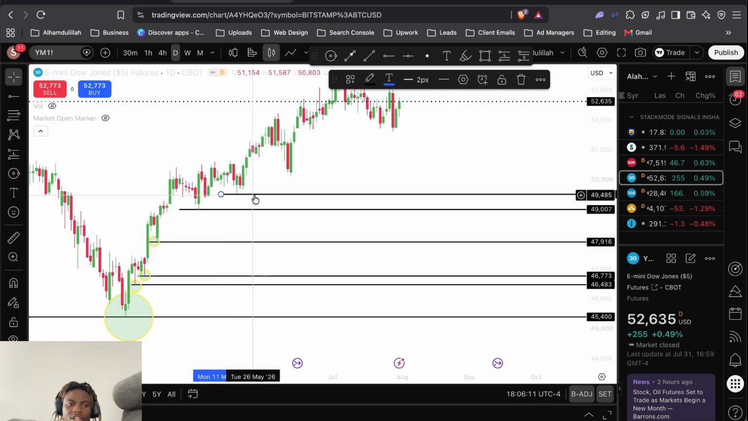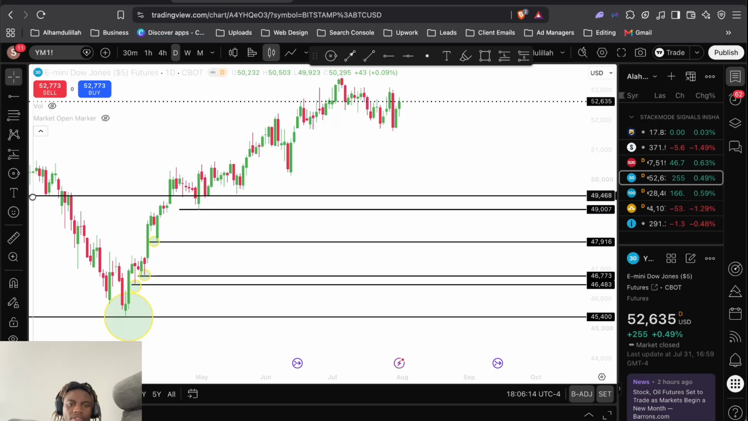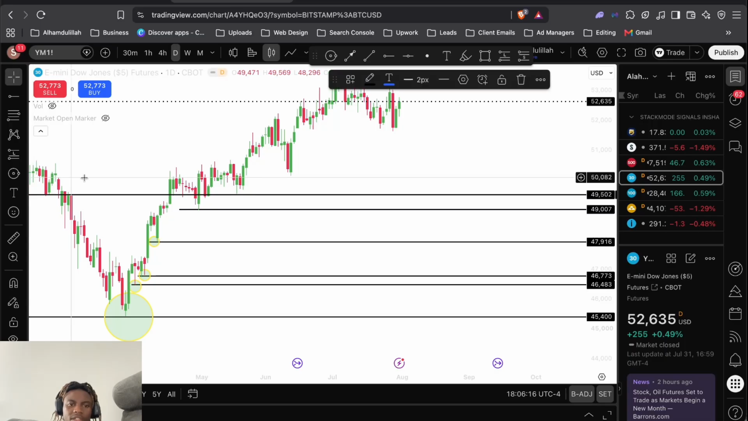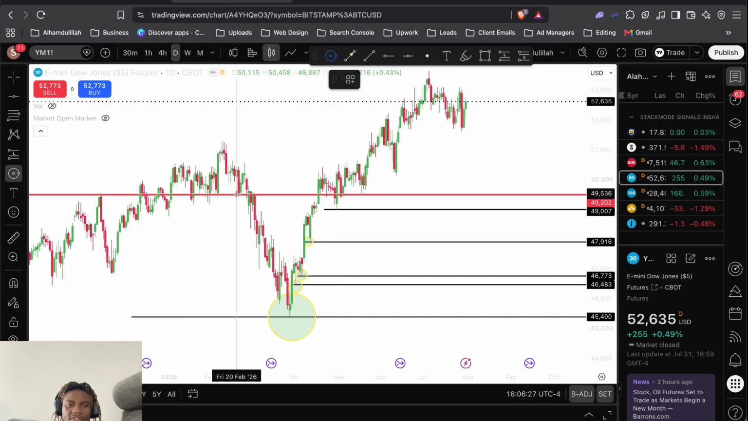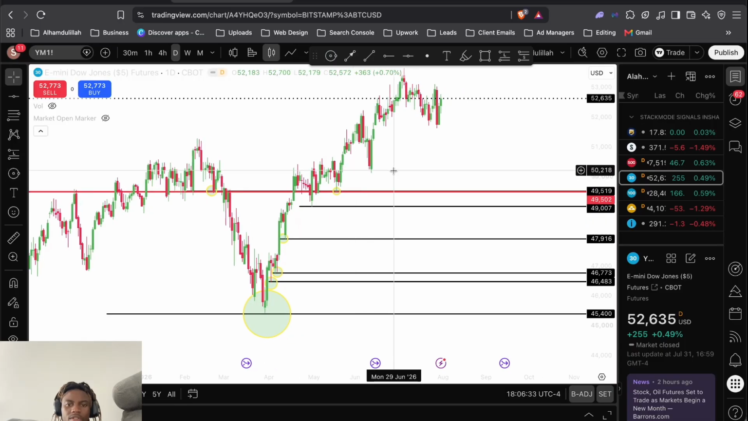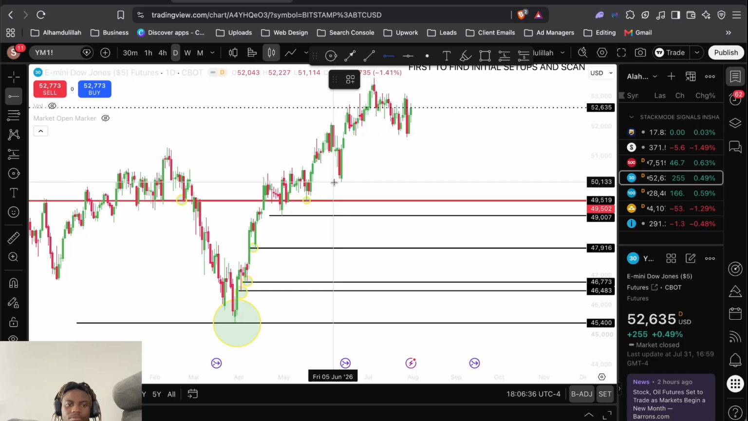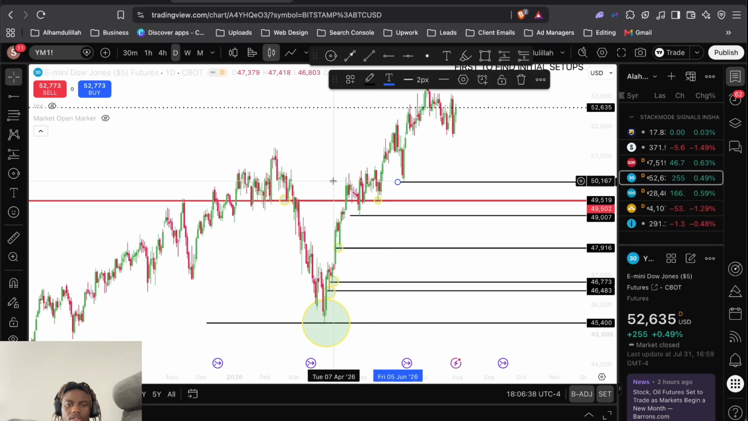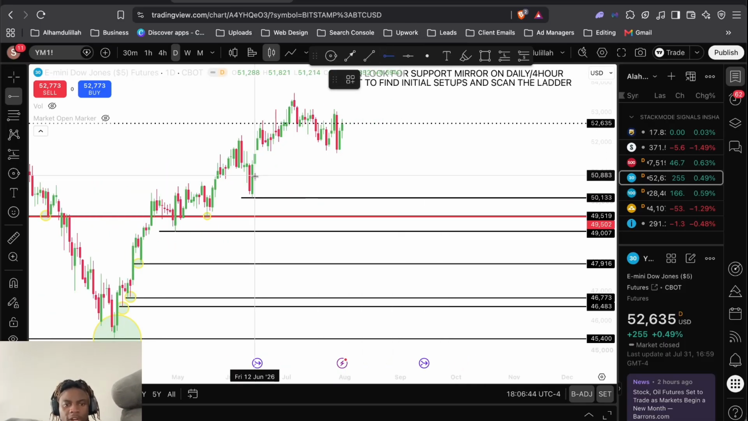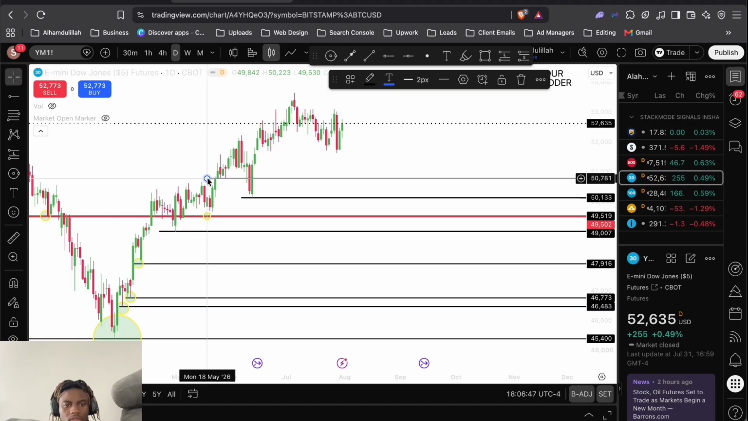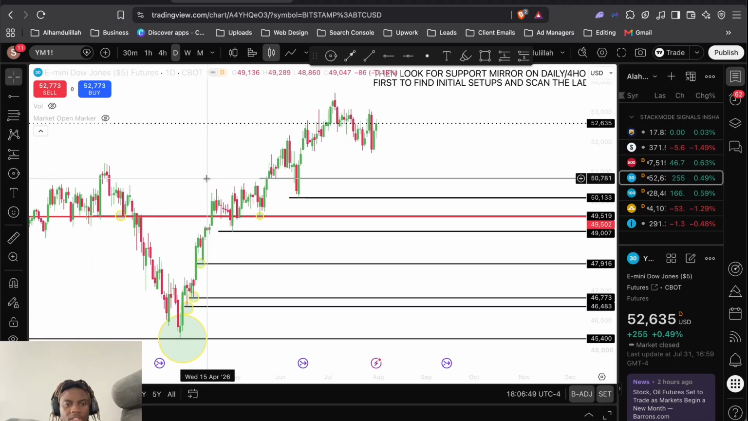It just gets easier and easier. Even here, for example, here's a simple congruency. Over here, we have this area of support and then this area of support mirroring each other. Big fan of that. Still just marking them out, because when I mark them out, it's going to help me know where my stop loss is going to be too.